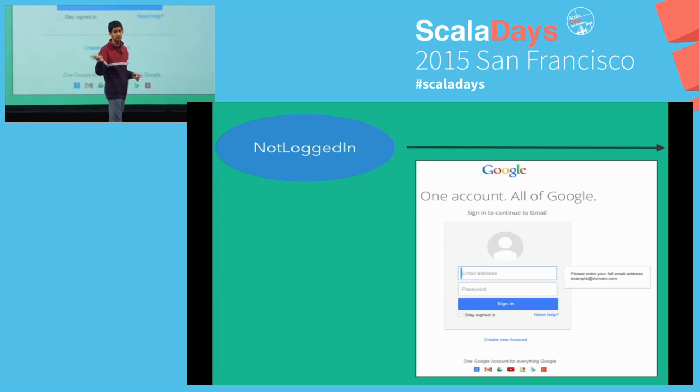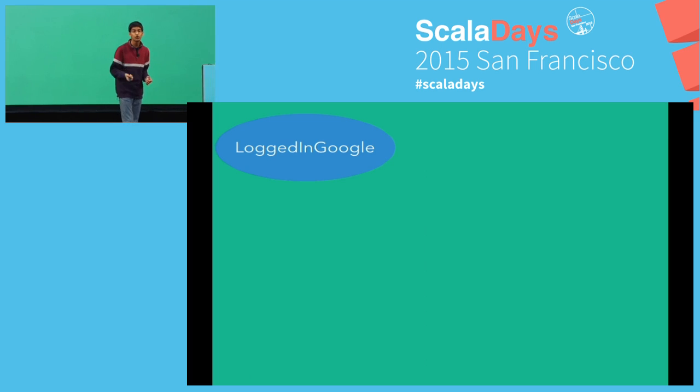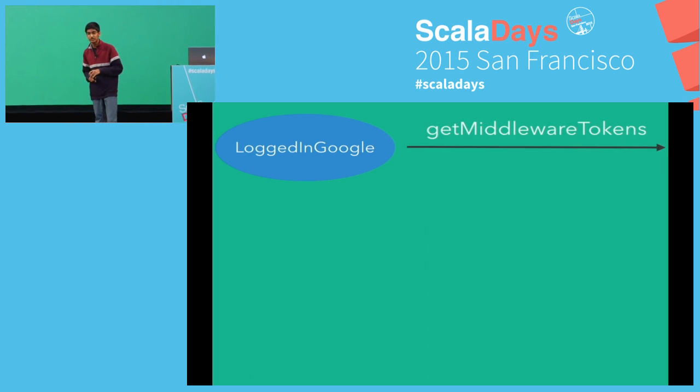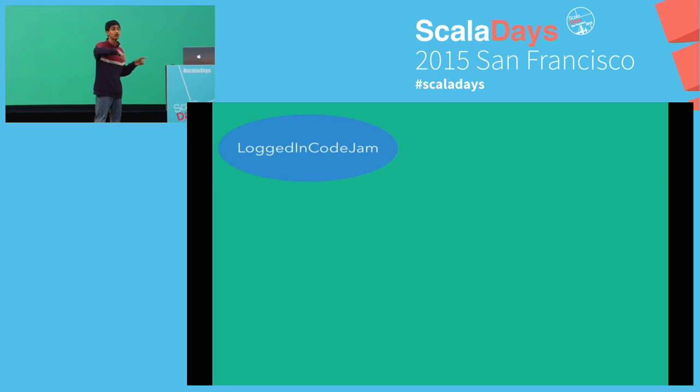We use the JavaFX web view to get into logged in Google. So now we're logged into Google servers, but we're not yet logged into CodeJam servers. For the next step, we have to get our middleware tokens. Once we do that, then we go into logged in CodeJam. Now we're logged into the CodeJam server, but we haven't yet initialized our users' participation in the contest.